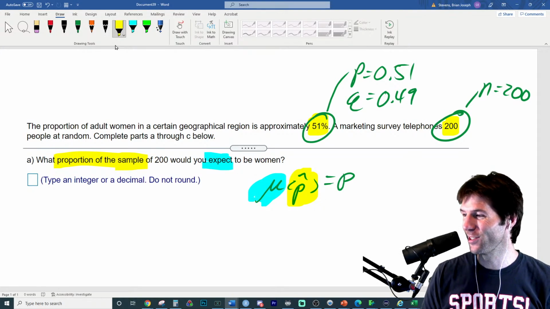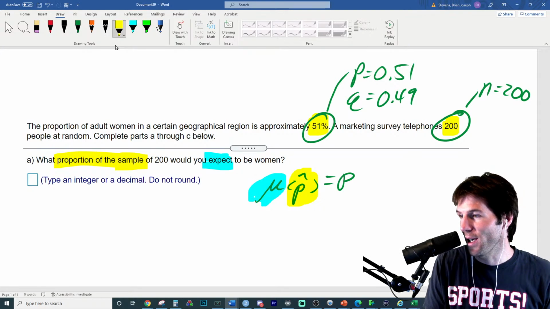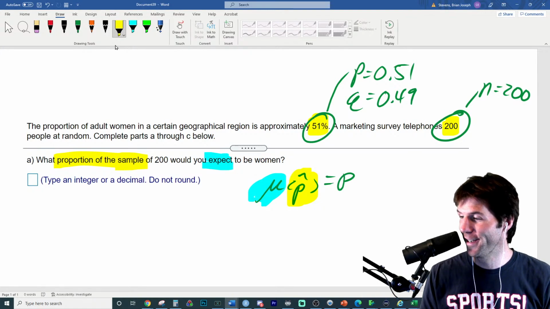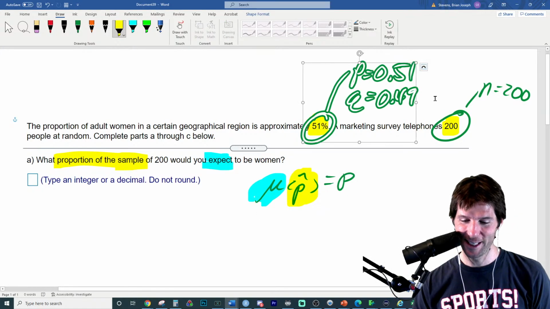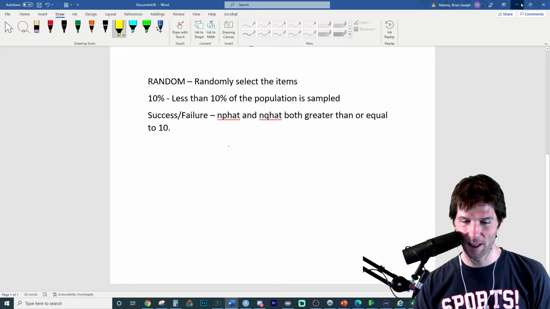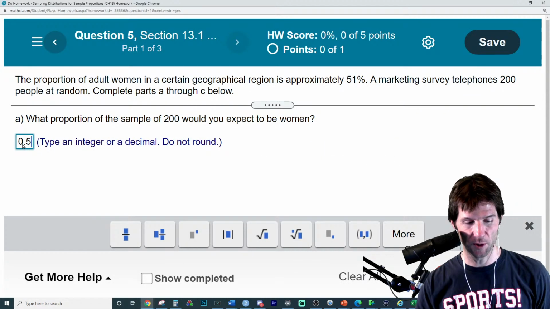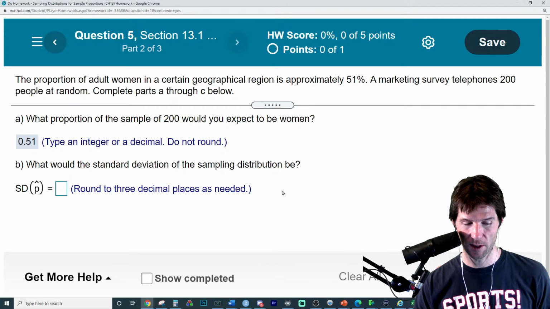So nice job, Casey. Glad to do this one. Knock it out. So what would you expect? 51%. That's it. Because it's P. That's the answer. So we expect 51% in a sample. I'd expect 51% because that's the truth. If I took a sample, I'd expect to see that.